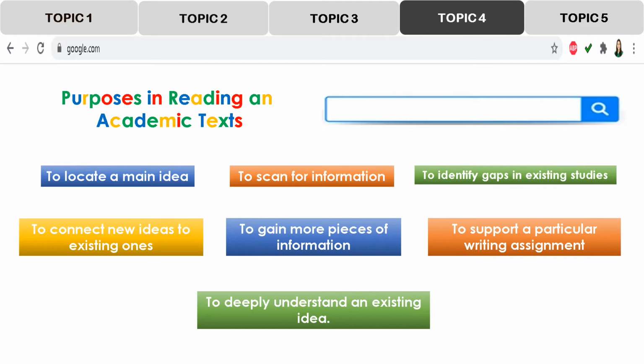Whatever purpose your reader has in mind, it is your task as a writer to help them achieve their goals through your paper. Students, are these clear for you? Very good.